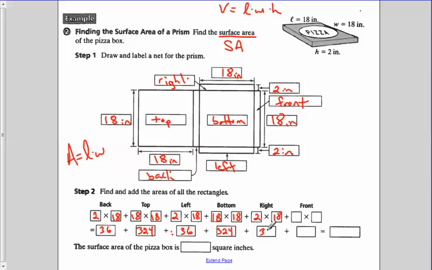The right side is 18 and 2. So that's 36. And the front is going to be the same as the back. So it's 2 and 18, which would be 36. So to find all this together, the total, I'd add up my 36, my 324, 36, 324, 36, and 36, giving us a grand total of 792. But we can't forget that we are finding surface area. So this would be 792 square inches, or I could say 792 inches squared.